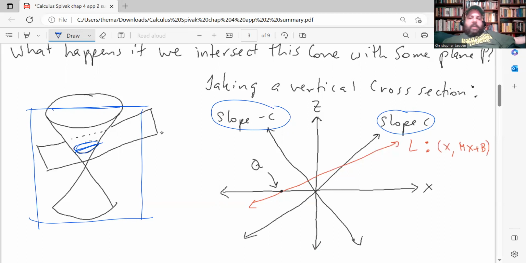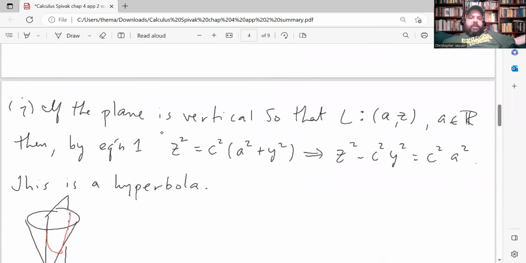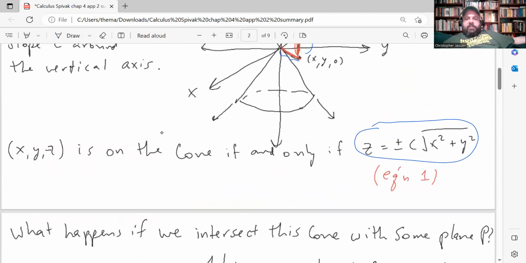But first, we're going to look at a simpler case where the line is vertical. So here, case one, if the plane is vertical so that the line L, any point on the line L has coordinates a, z for some constant a, then by equation one, again, just to remind you what that is, this is equation one over here.